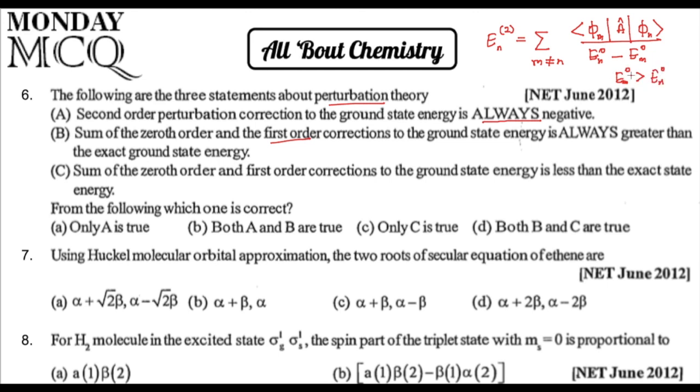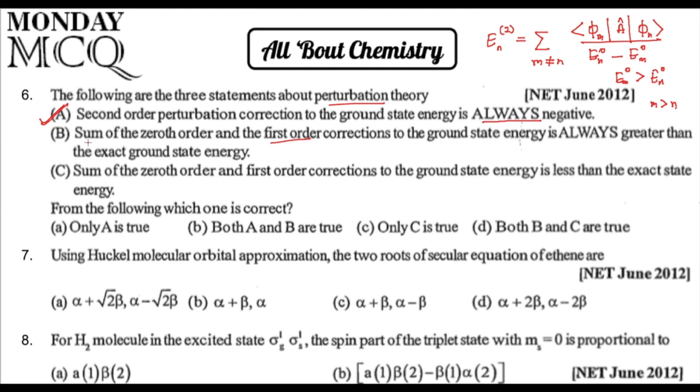This is the zeroth order energy correction in the mth level, and the zeroth order energy correction in the nth level, and you always know that m is greater than n. So in this particular case, if you put it over here, you will get a negative term, because you are subtracting a bigger number from the smaller one, so the denominator will always remain negative. So the first statement is correct. The second order perturbation correction is always negative.